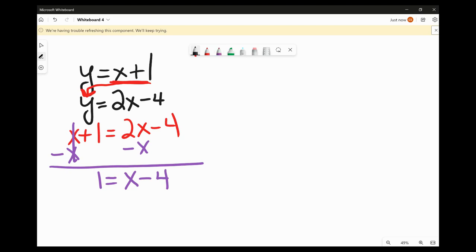And now I have to get rid of the minus 4 so that the x can be alone. To get rid of a subtracting 4, I'm going to add 4 to both sides. When I do that, I get x equals 5.